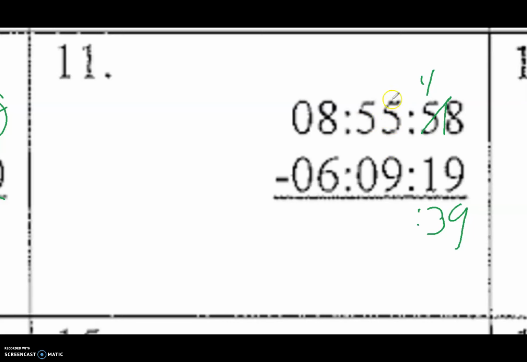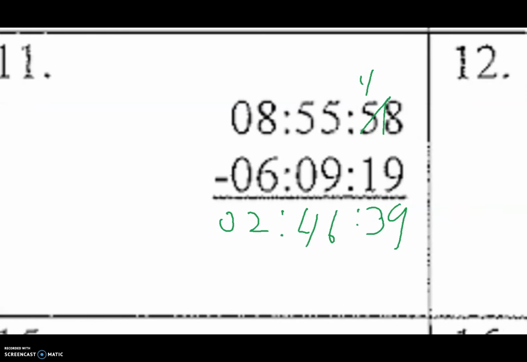Here I have 55 minus 09. So, hey Siri, what's 55 minus 9? 55 minus 9 is 46. Look at that. It's just like magic these days. Great, and 8 minus 6 is 2. So now we have hours. We have 2 hours, 46 minutes, 39 seconds, and my cell phone helped me do this. Genius.